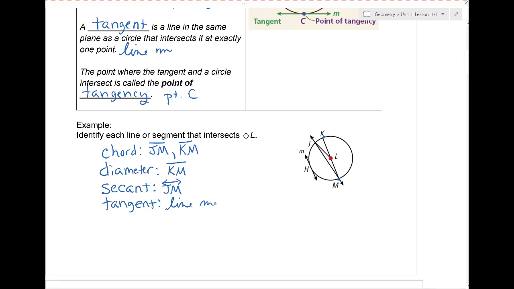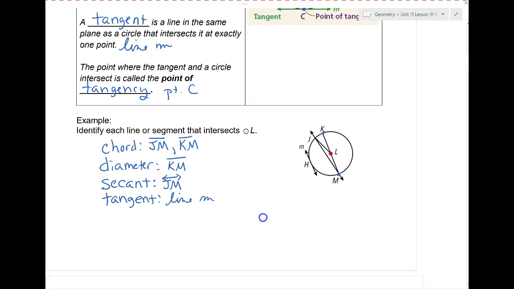A few of you might have said in your head line HM, but if it's a lowercase letter, can I use it for a point? Remember, when you name a line, it has to be two points on the actual line itself. Now, point of tangency in this case, they didn't ask for that. That would be point H, correct?